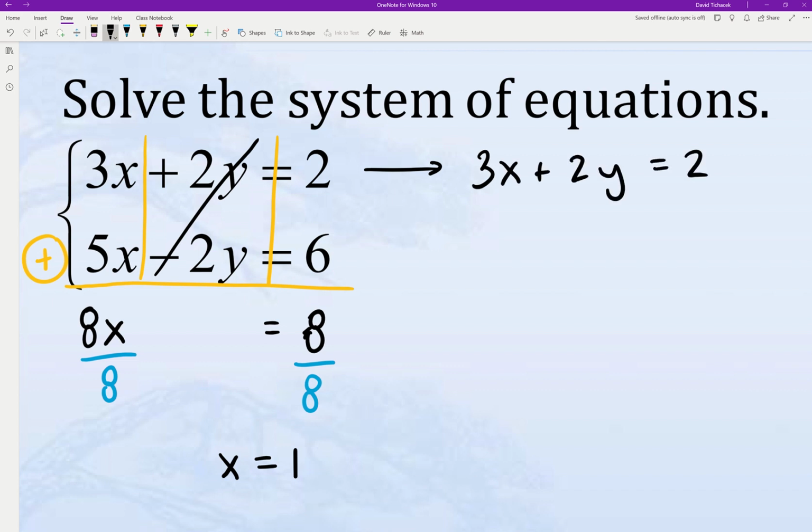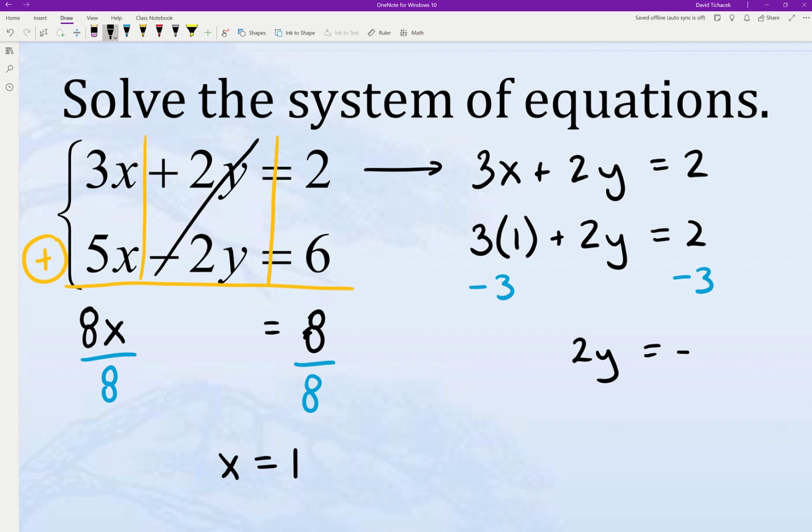And I'm just going to go ahead and plug in my value for x. So x is equal to 1, so I'm just going to plug that in here. And that makes it so that the only unknown in this whole equation is simply just y. And so 3 times 1 is just 3. So I'm just going to go ahead and do that step here. By subtracting 3 from both sides, I get 2y is going to be equal to negative 1.